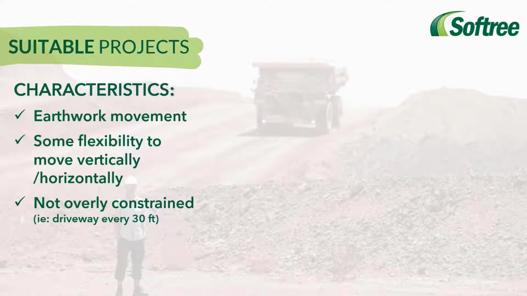So once you have a little bit of flexibility, it becomes really suitable for optimization. And then the last one is to allow the optimizer to actually do its job. It can't be overly constrained. So if you have a road project and you've got a driveway every 30 feet, it's not going to give the software a lot of room to move vertically. And that overly constrained project is not so suitable. You probably could have done it by hand because it's rather obvious.